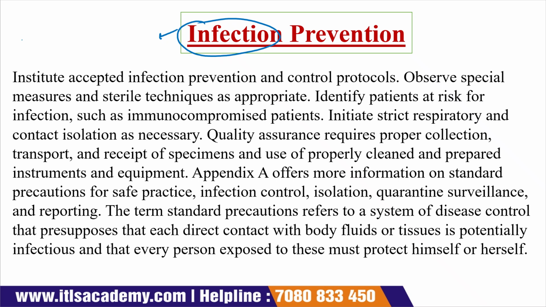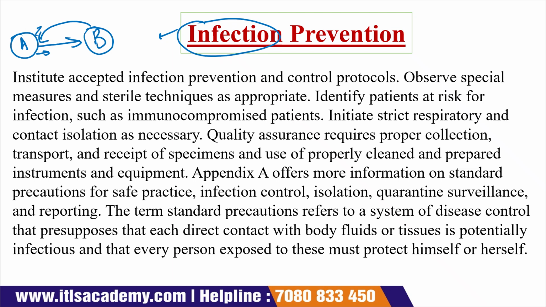Suppose that A has an infection, and we are taking a blood sample from A, but B does not follow the proper protocol and does not protect themselves from the infection which occurs in A. So there is a higher chance that the infection from A is transferred to B. So in this slide, we have to see how we prevent the infection.